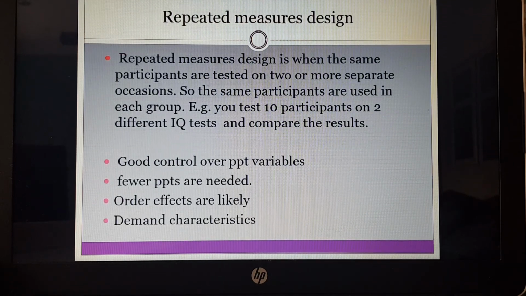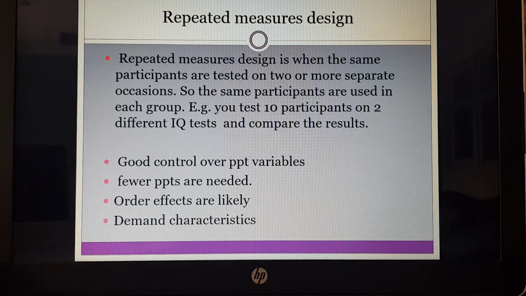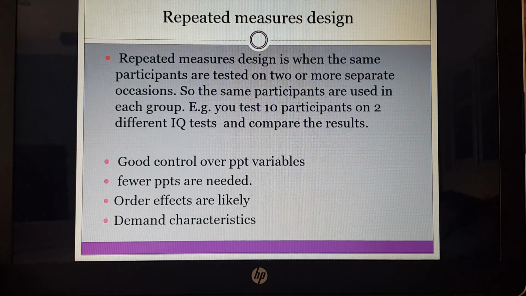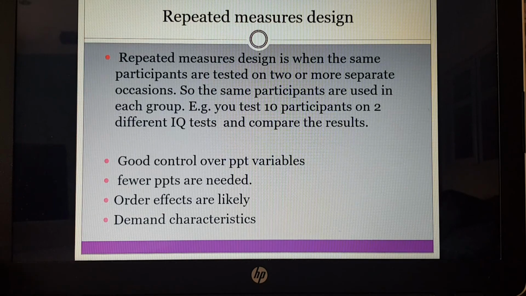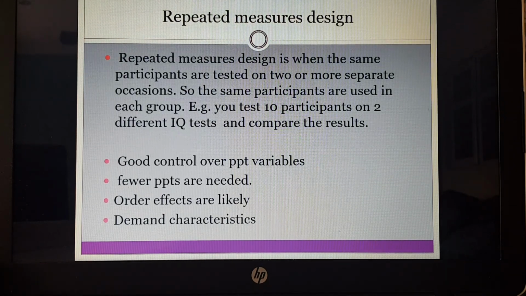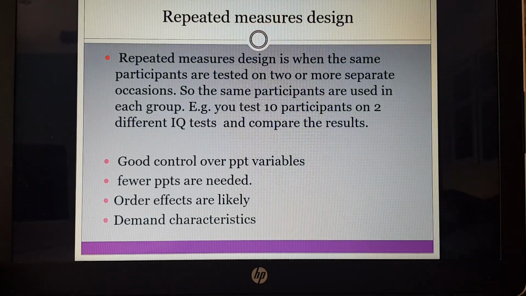Repeated measures is the second design. Repeated measures design is when the participants are tested more than once, on separate occasions. So the same participant might be used in 2 different groups. For example, you may test 10 participants on 2 different IQ tests and then compare the results. They might do one in the morning and one at the end of the day. That's repeated measures because they're repeating the test at a different time.